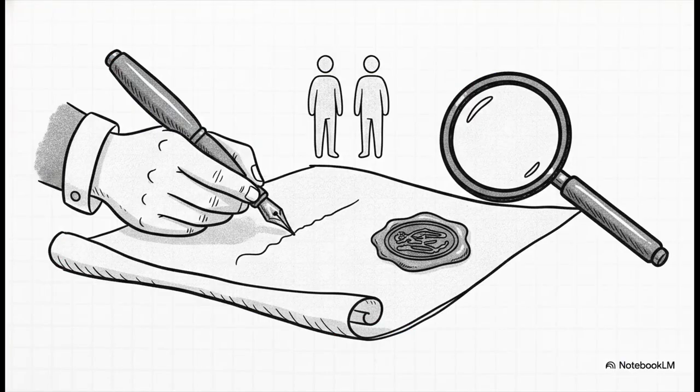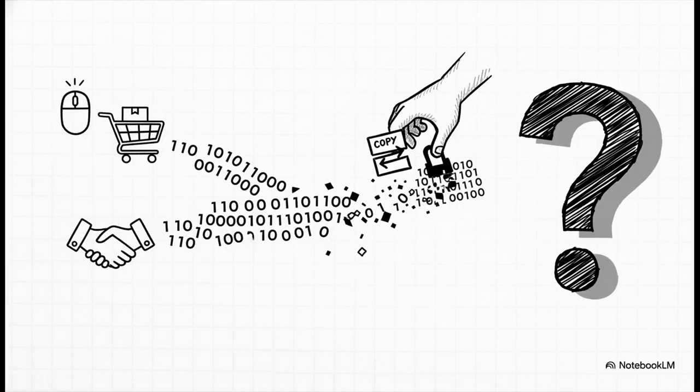I mean, think about it. In the physical world, this is pretty straightforward, right? We've got handwritten signatures, we have witnesses, we have physical evidence. It's a system we've trusted for centuries. But online, oh, things get way trickier.